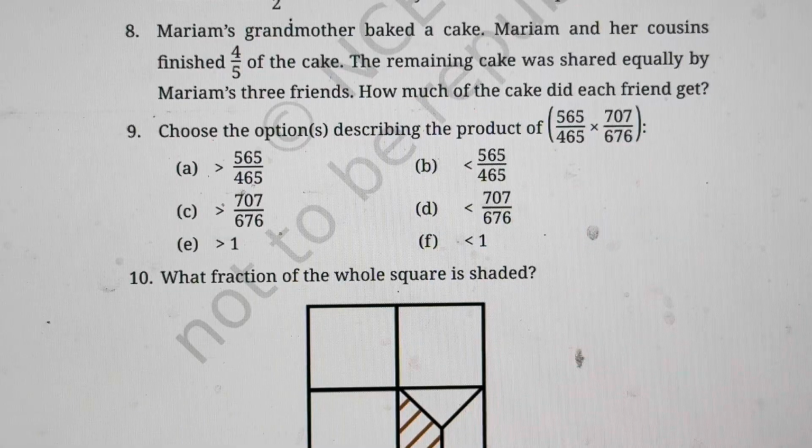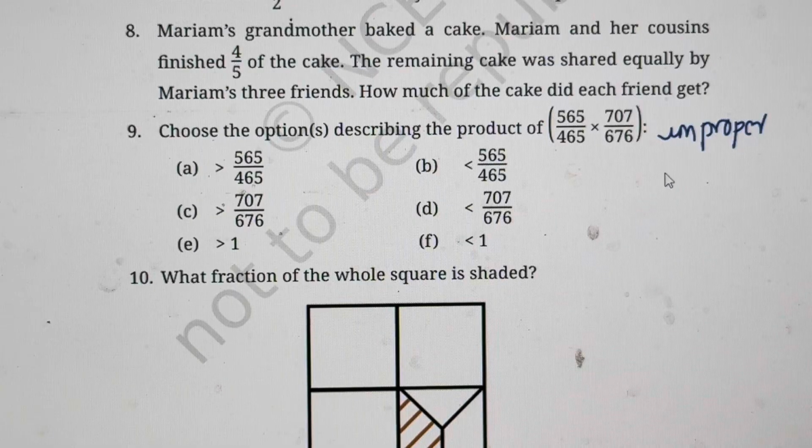Question number 9. Choose the option or options. Options means here more than one option may be correct. Describing the product 565 upon 465, 707 upon 676. Now here you need not multiply them. You just need to observe what kind of fractions they are. The first fraction, the numerator is greater than the denominator, means it is improper. The second fraction also is an improper fraction. Improper fraction means both are greater than 1.